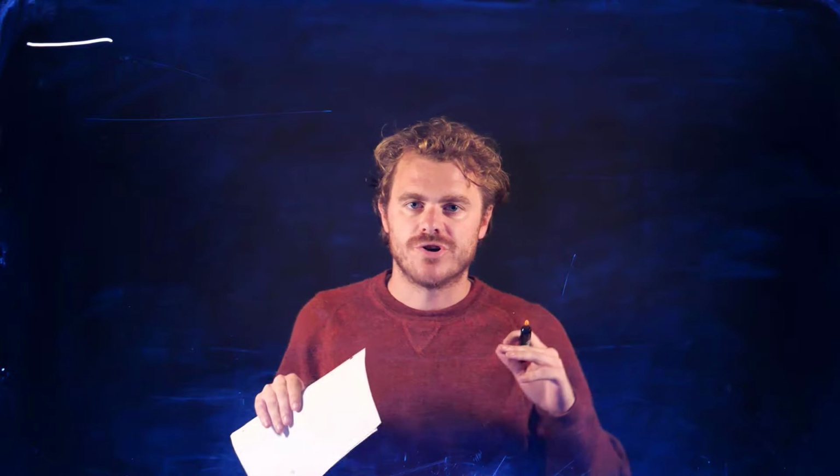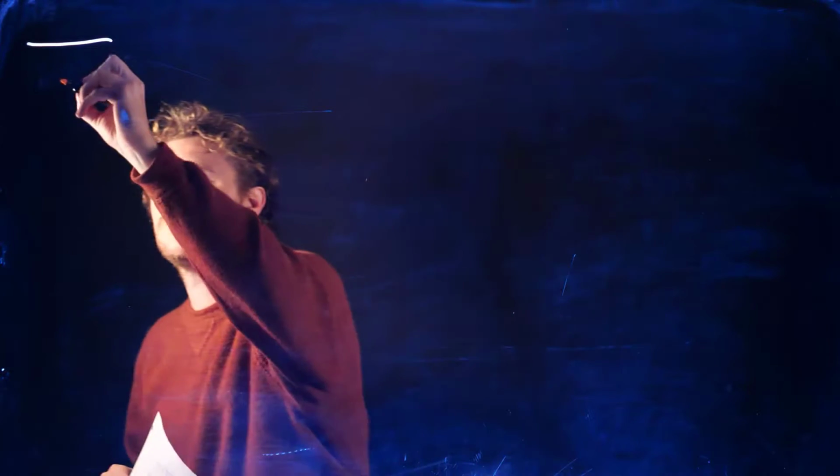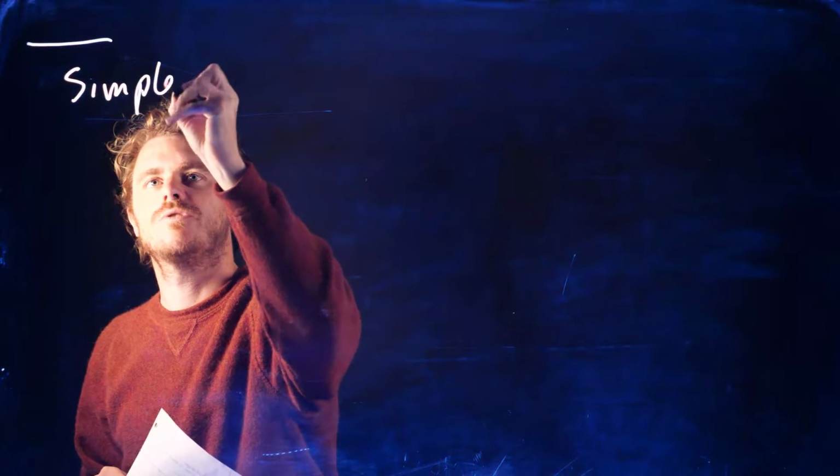So in this module, we're going to cover Chapter 2 of Wooldridge. And in particular, this chapter covers the simple regression model.